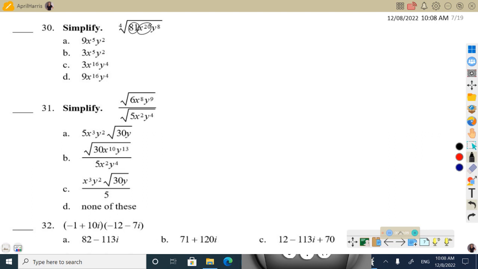20 can be divided by 4, and so can 8. So we get 3. 20 divided by 4 is x to the fifth. 8 divided by 4 is y to the second, which is B.